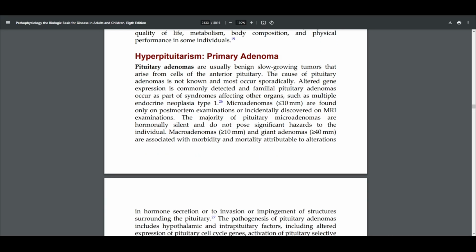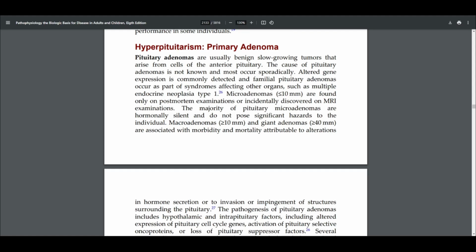So let's go the opposite way. Instead of hypo, let's go into hyperpituitarism, your primary adenoma. Pituitary adenomas are usually benign, slow-growing tumors that arise from cells of the anterior pituitary. The cause of pituitary adenomas is not known and most occur sporadically. Altered gene expression is commonly detected, and familial pituitary adenomas occur as part of syndromes affecting other organs, such as multiple endocrine neoplasia type 1.